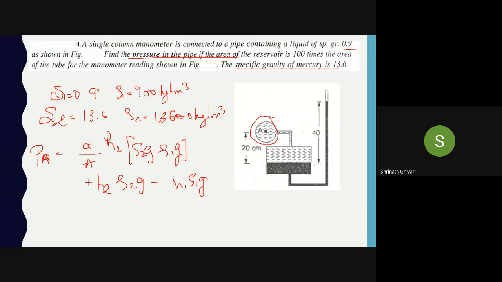Okay, so this side there will be a difference of delta H, the difference in the level of water and the mercury. Which one is H1 and which one is H2? This one is H1 and H2 is 40 centimeter, right? H1 is how much? 20 centimeter, and H2 you can write as given, H1 equal to 20 centimeter and H2 equal to 40 centimeter, correct? Can you tell me the answer for the pressure at A?